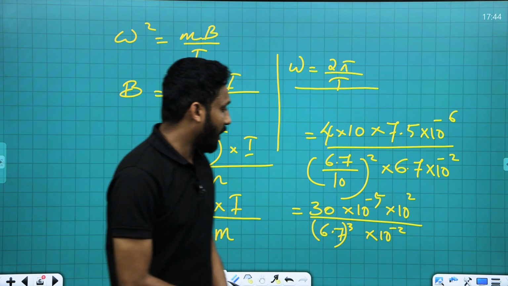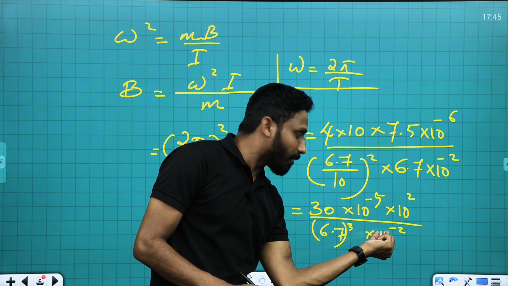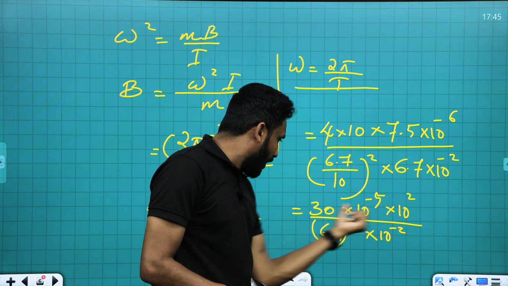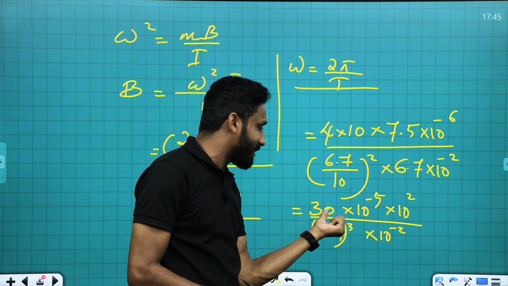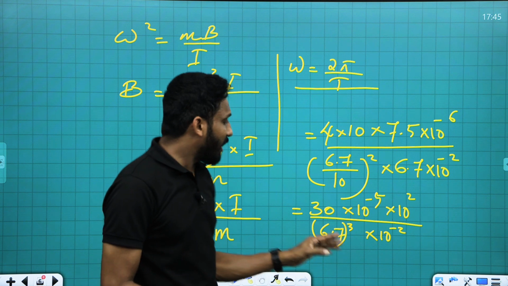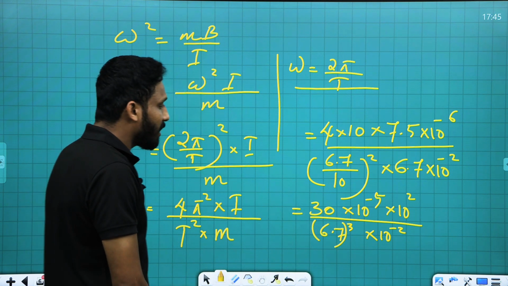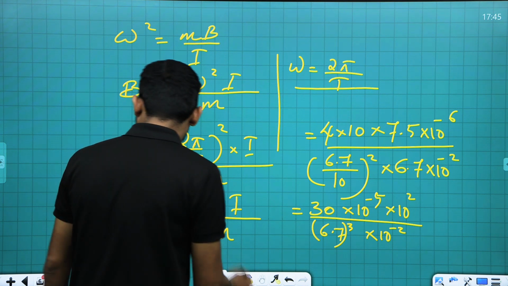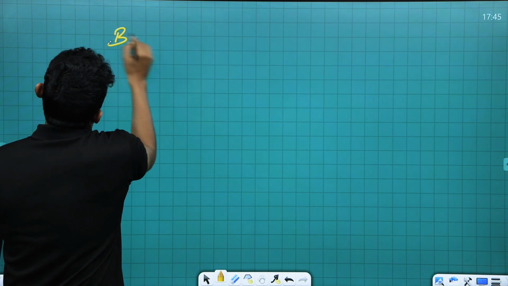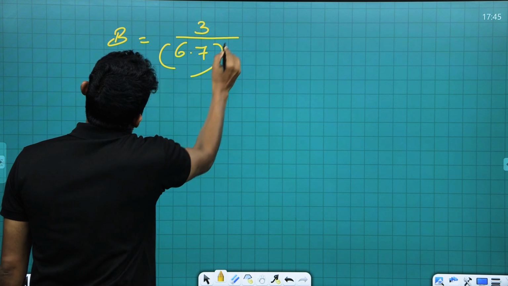Clear? Now what happens? 10 power minus 5 into 10 power 2 is 10 power minus 3, divided by 10 power minus 2 is 10 power minus 1. 10 power minus 1 into the 10 that is here is 1. Then it becomes 3 divided by 6.7 all cube. See, that will be the answer. The magnetic field intensity will be 3 divided by 6.7 all cube.